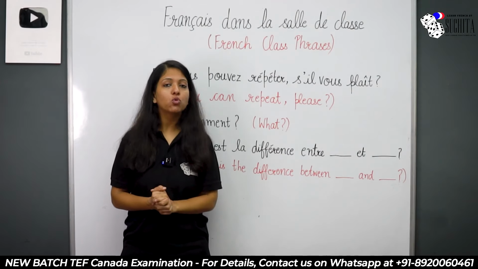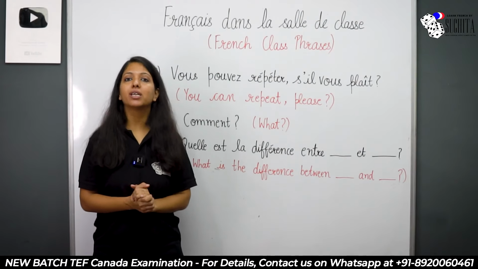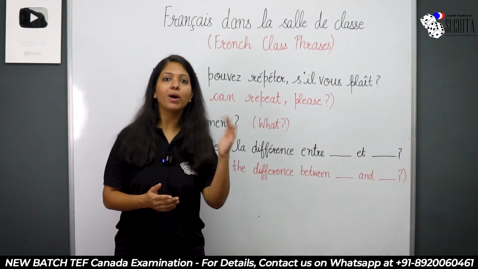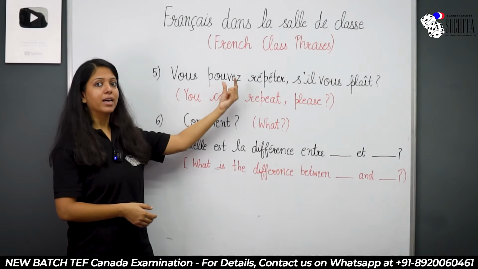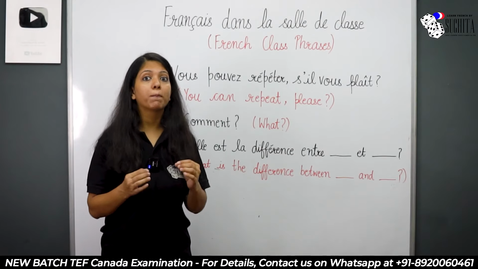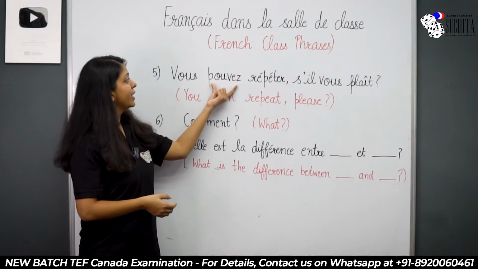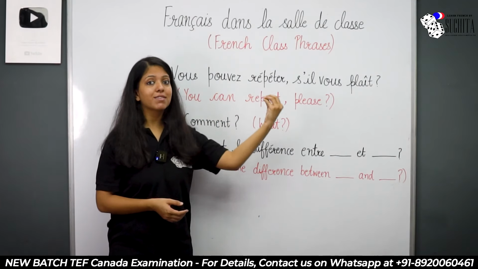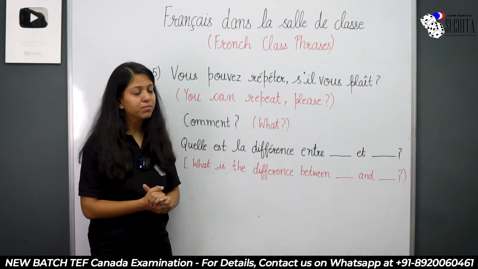By the way, if you do not know what exactly is the verb pouvoir and how you conjugate it, I'm going to mention the link in the card above. You can watch that video and then come back here again. So this one is vous pouvez répéter s'il vous plaît. So you can repeat please. S'il vous plaît is please. So vous pouvez répéter s'il vous plaît.